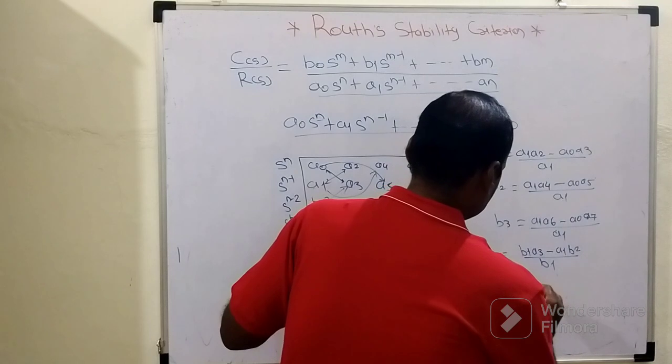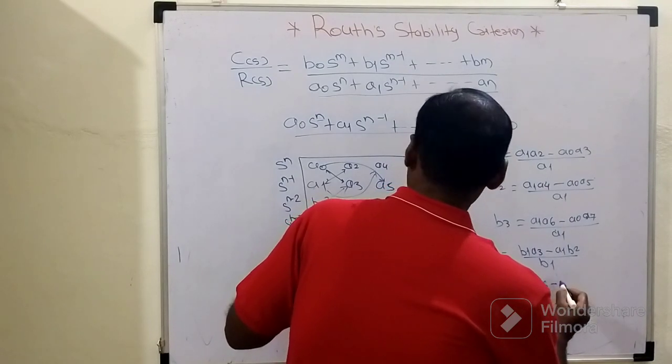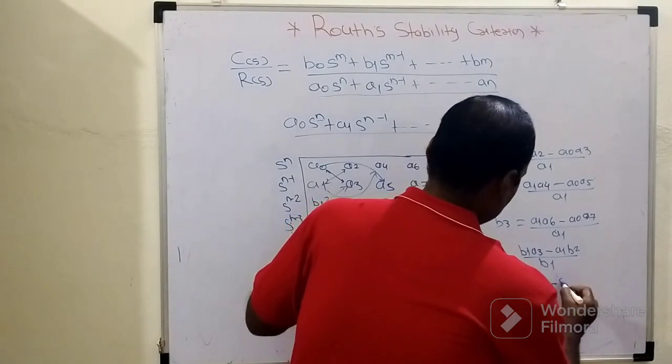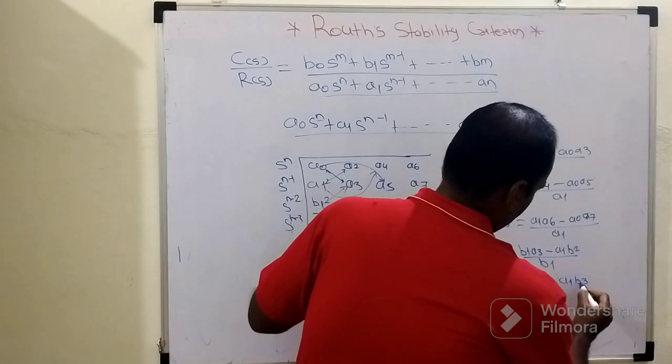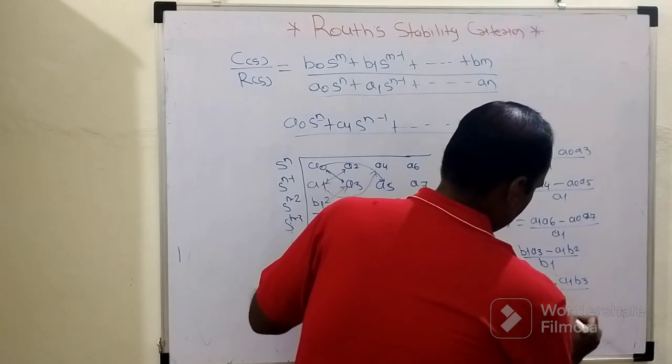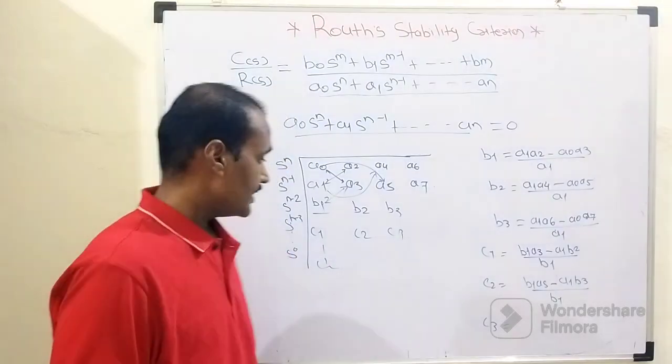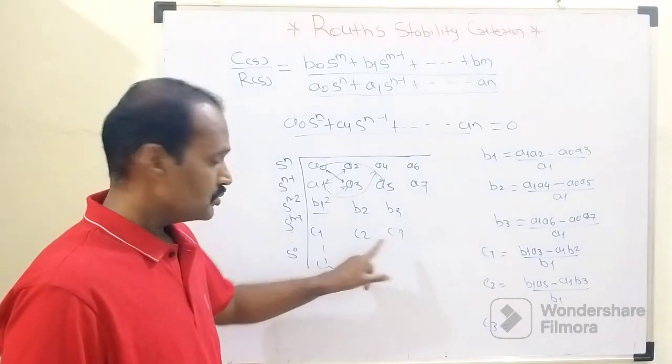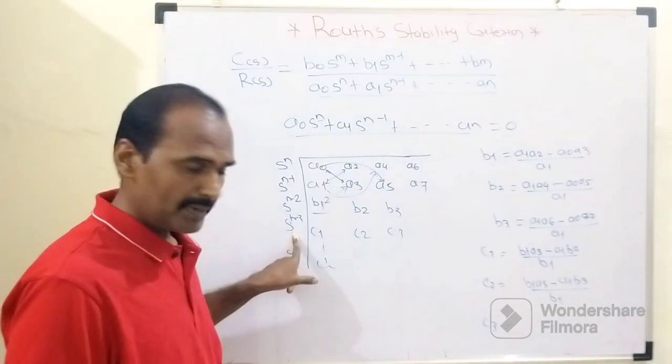This B1 times of A5 minus A1 times of B3 divided by B1. Similarly, the last element belongs to row number 4, whose coefficient is nothing but what? S raised to n minus 3.